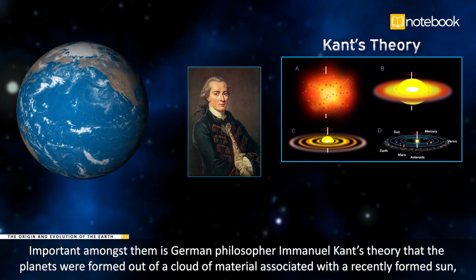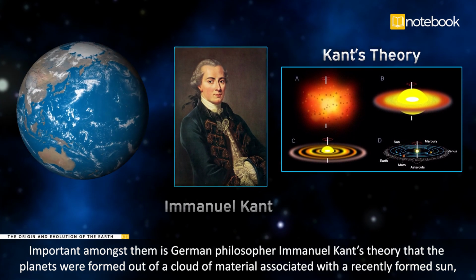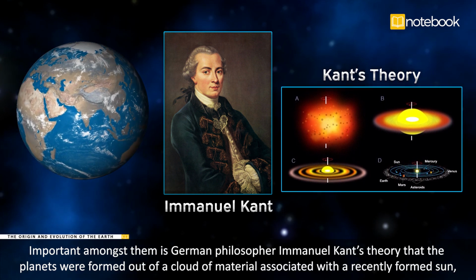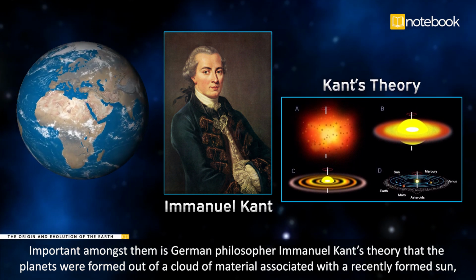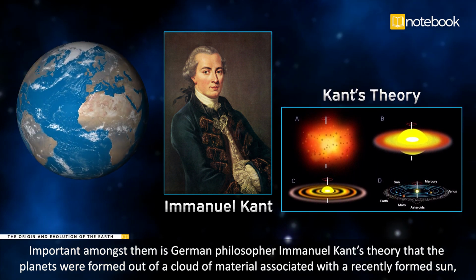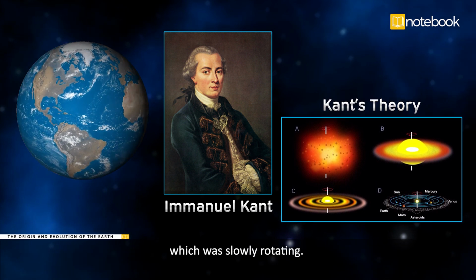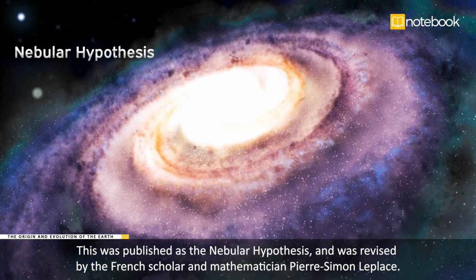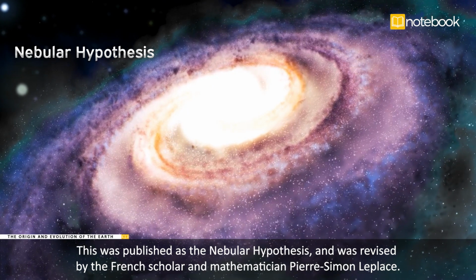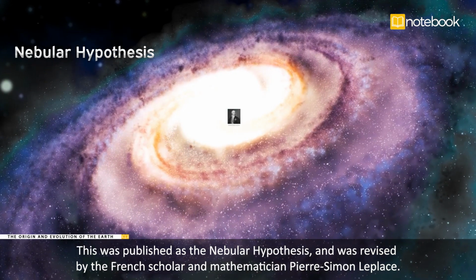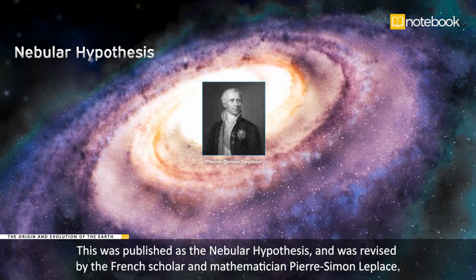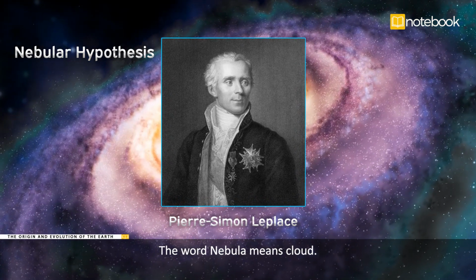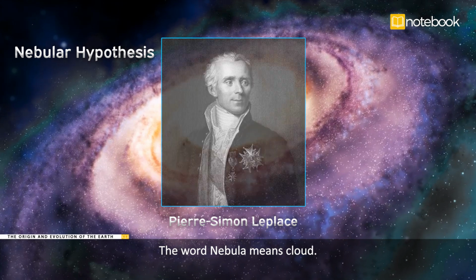Important amongst them is German philosopher Immanuel Kant's theory that the planets were formed out of a cloud of material associated with the recently formed Sun, which was slowly rotating. This was published as the nebula hypothesis and was revised by the French scholar and mathematician Pierre-Simon Laplace. The word nebula means cloud.